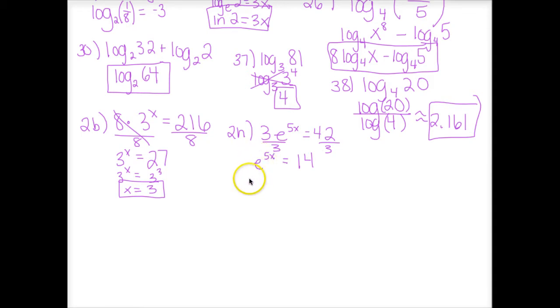So log base e is the natural log. So I need to take natural log. Whatever I do on one side, I must do to the other. So I do it on the right side as well. Because on the left side, since this is base e and the exponential is base e, those cancel, and I've just got 5x. So 5x equals natural log of 14. So you can press natural log of 14 in your calculator and then divide it by 5, and that is how I got my answer of x is approximately 0.528.